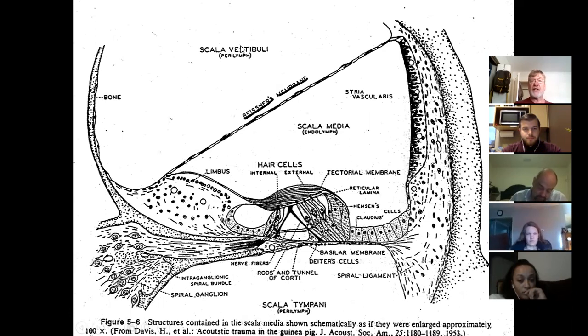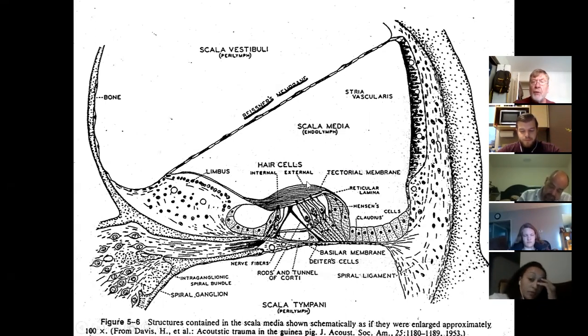So we're not worried about this scala vestibuli now. There's no hair cells in there. There's no hair cells in the scala tympani at all. Nothing but perilymph fluid. No other cells. It's all about the scala media, the membranous labyrinth of the cochlea. Here's your tectorial membrane. Here's your basilar membrane, Reissner's membrane, spiral ligament, where my cursor's moving, stria vascularis, the blood supply to the hair cells. And here's your hair cells.